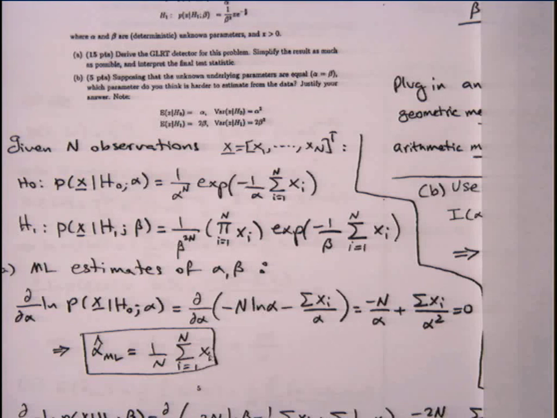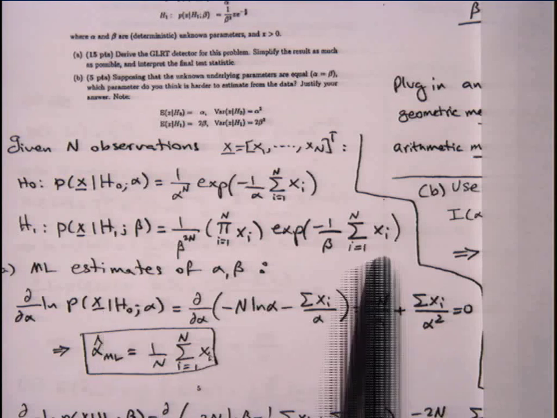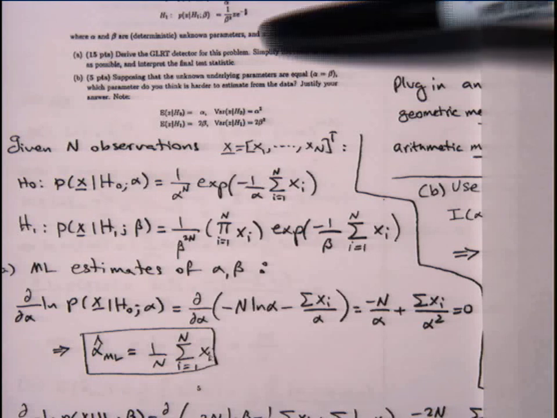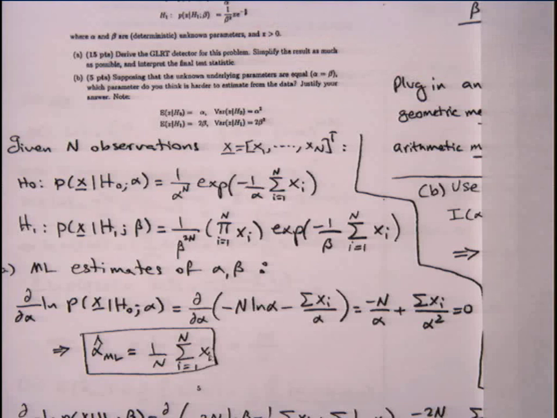And for the second case, same thing. Again, you multiply a bunch of these independent, identically distributed, multiply the PDFs for these IID samples. Then you compute maximum likelihood estimates for alpha and beta. How do you do that?